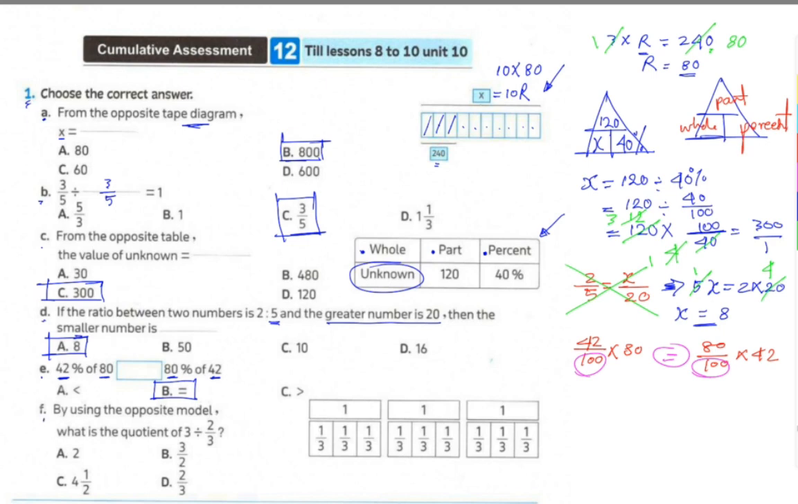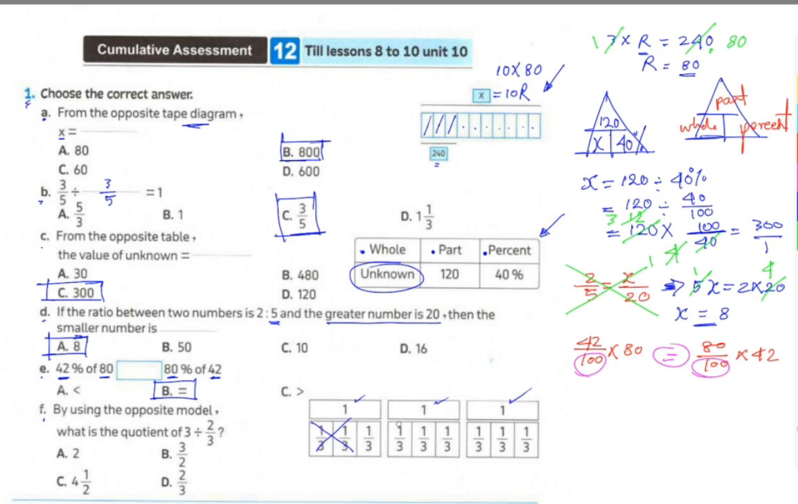Last point: by using the opposite model, what is the quotient of 3 divided by 2 over 3? I have the first whole number 3: 1, 2, and 3. Divided by 2 over 3. That means how many 2 over 3 are in 3? So I have 1 over 3 and 1 over 3. That's 1.